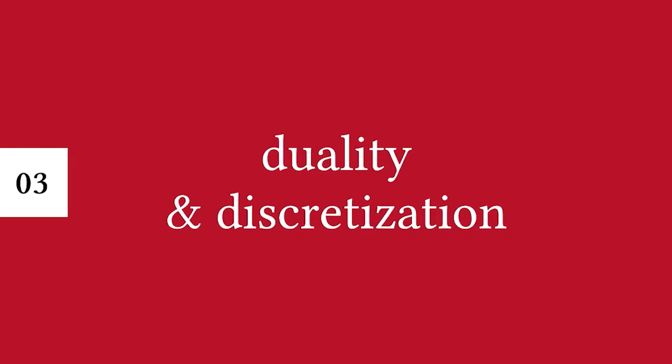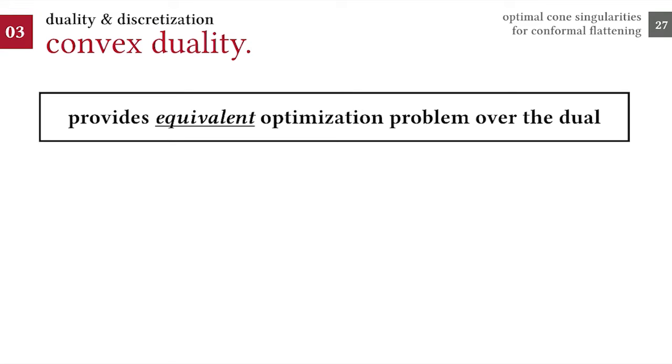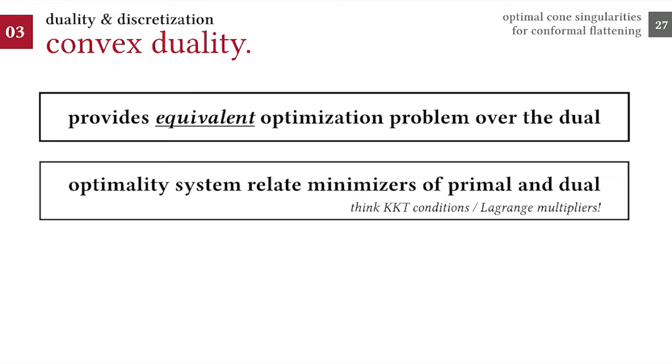Now the problem is written in terms of measures, so I'll talk about how we can use convex duality really as a means towards discretization. Convex duality just allows us to take an optimization problem over one vector space and provides us with an equivalent optimization problem over its dual. It also gives us these optimality conditions that relate the minimizers of the primal and dual problem, and these are exactly like your KKT conditions or Lagrange multipliers.